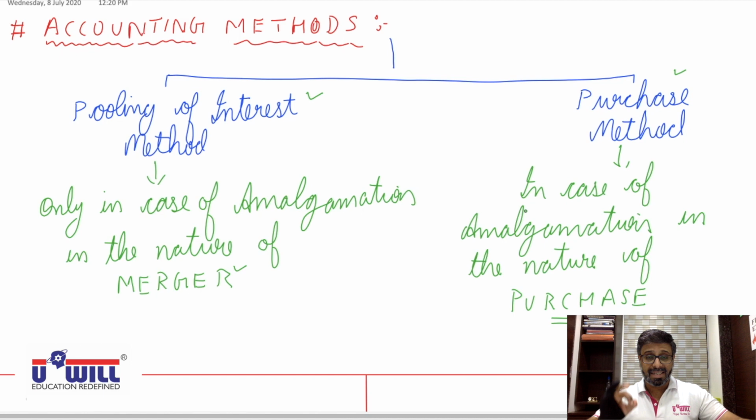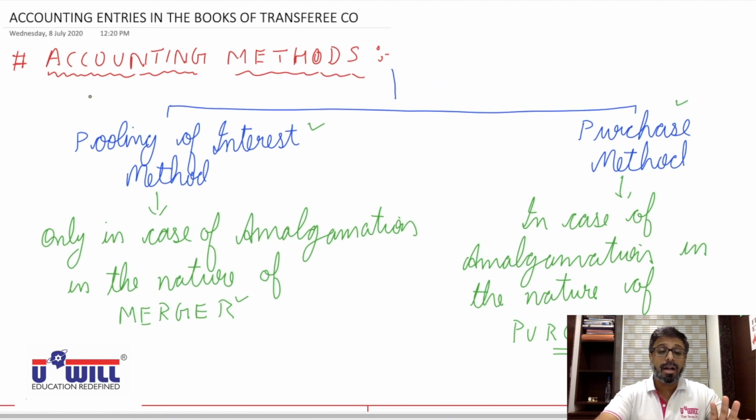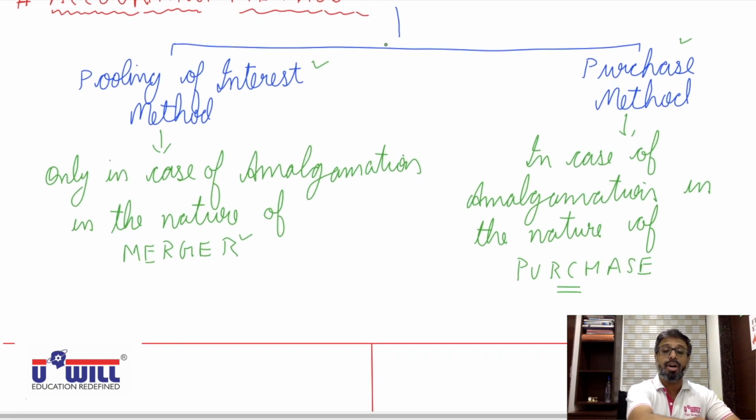So the very first task, whenever accounting entries are asked in the books of transferee company, in every question will be to identify whether it is amalgamation in the nature of merger or amalgamation in the nature of purchase. If it is amalgamation in the nature of merger, we will follow pooling of interest method of accounting. If it is amalgamation in the nature of purchase, we will follow purchase method of accounting.